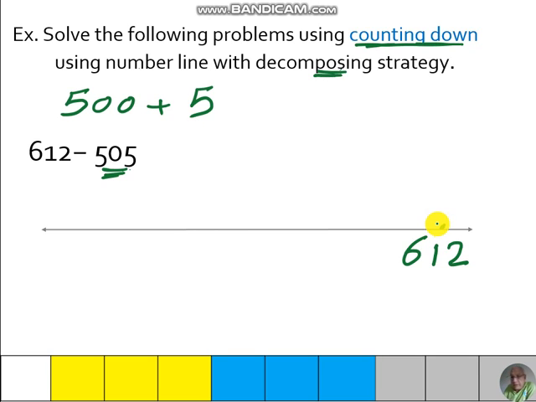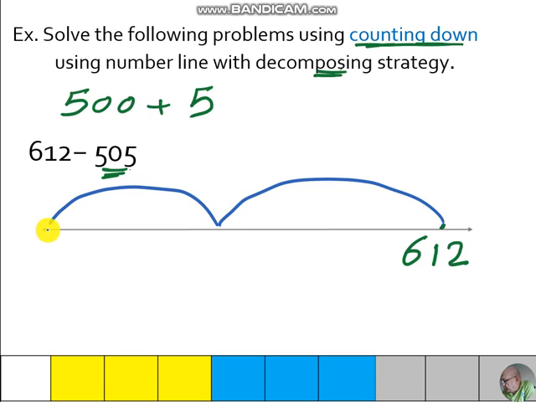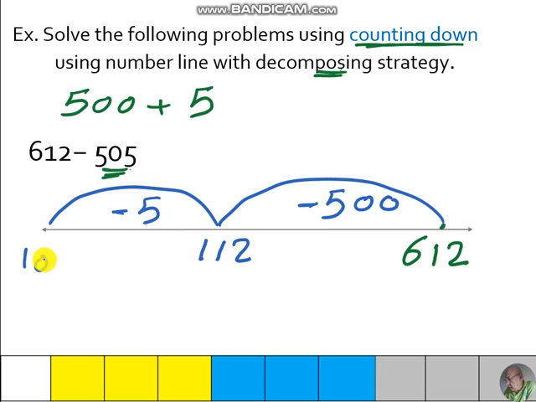Means there are 2 jumps here. One for the 500 and one for the 5. This is the first jump. And this is the second jump. You subtract 500. 600 minus 500, you get 112 here. You subtract another 5. You get 107. And this is the answer. 107. I can write it down here.